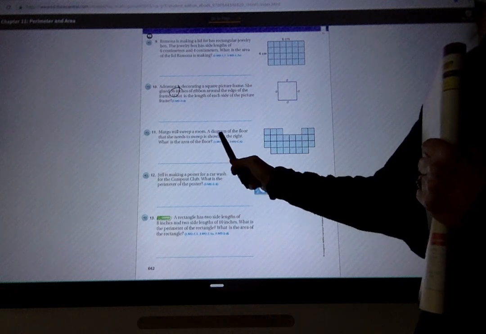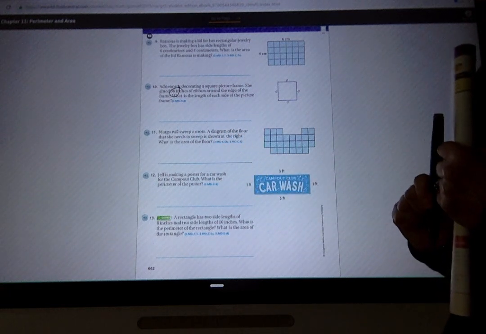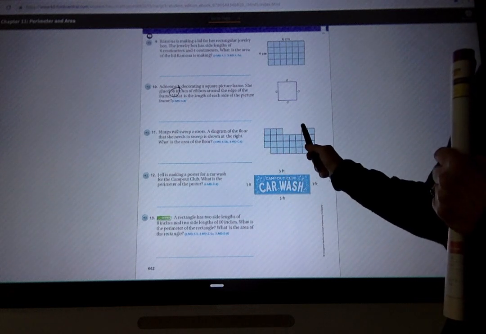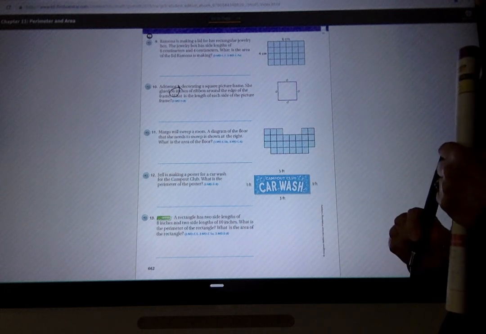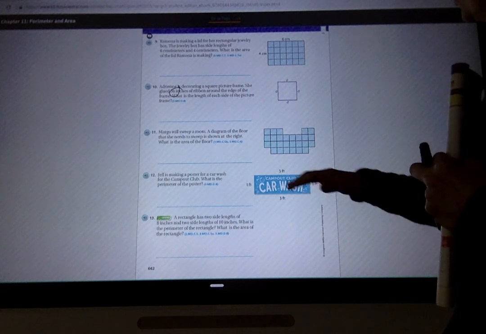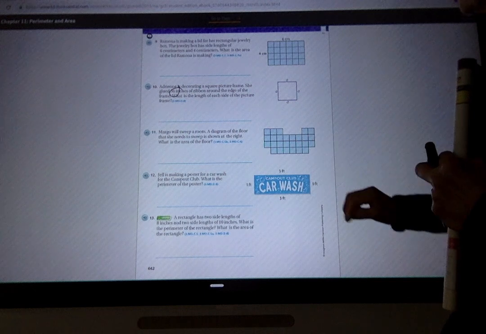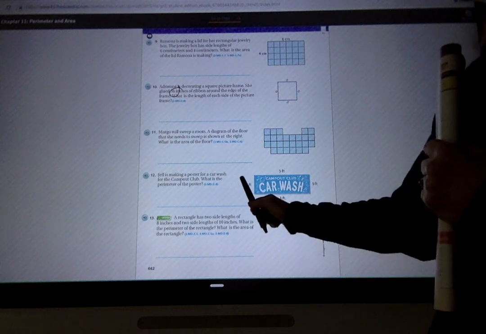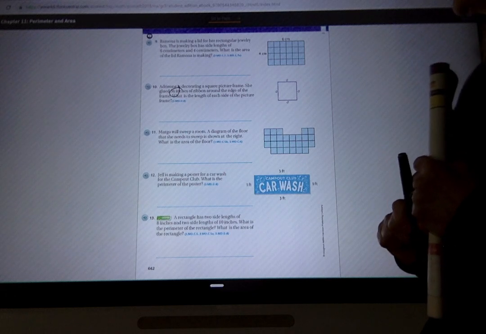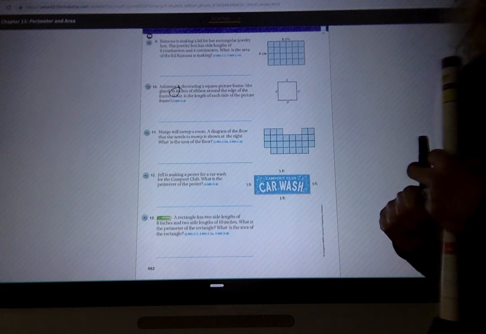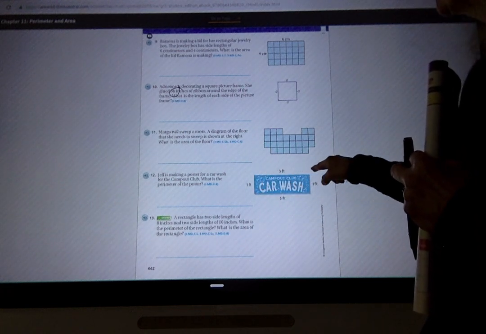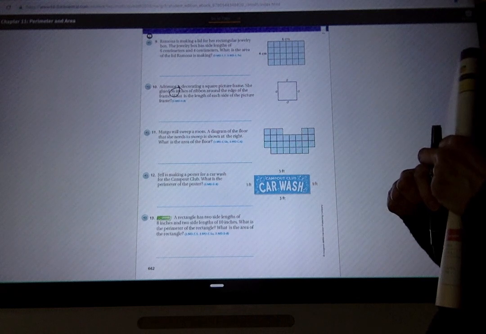Number 11, Margot will sweep a room. A diagram of the floor that she needs to sweep is shown here at the right. What is the area of the floor? So we want to know how much is covered. Number 12, Jeff is making a poster for a car wash for the Campout Club. What is the perimeter? The outside edge of the poster.